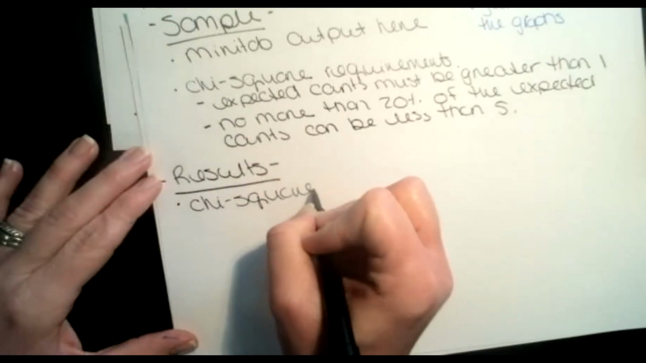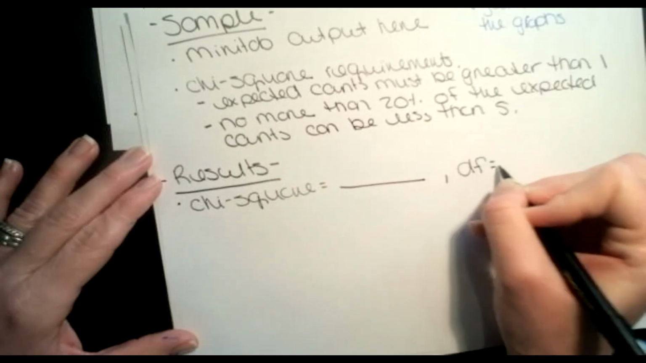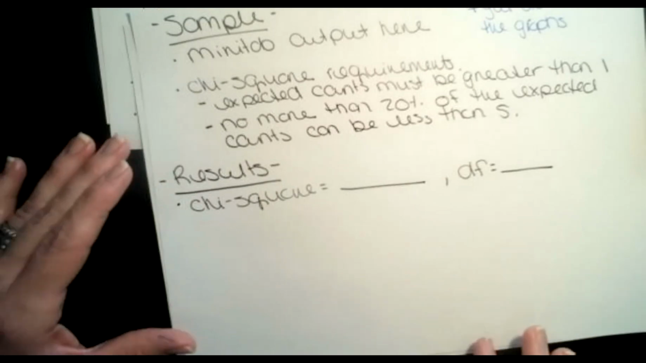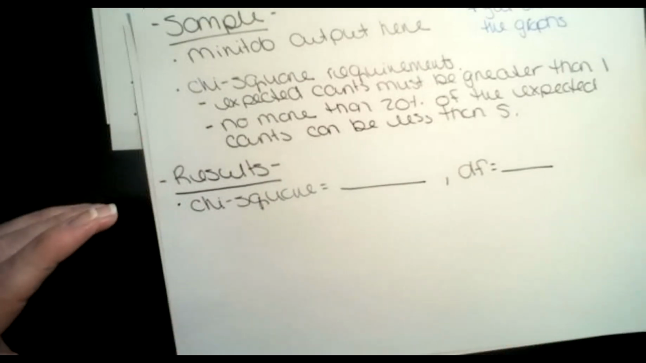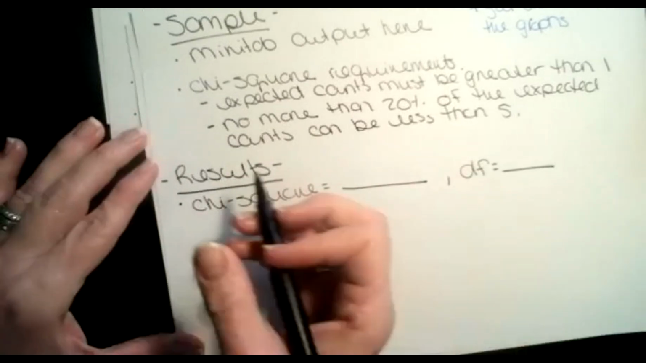So we're going to get a value here. And we want to identify the degrees of freedom. Remember that was K minus 1. It will be given to us. It's not something you have to calculate. You'll see it. Then we're going to have a little statement to explain these.